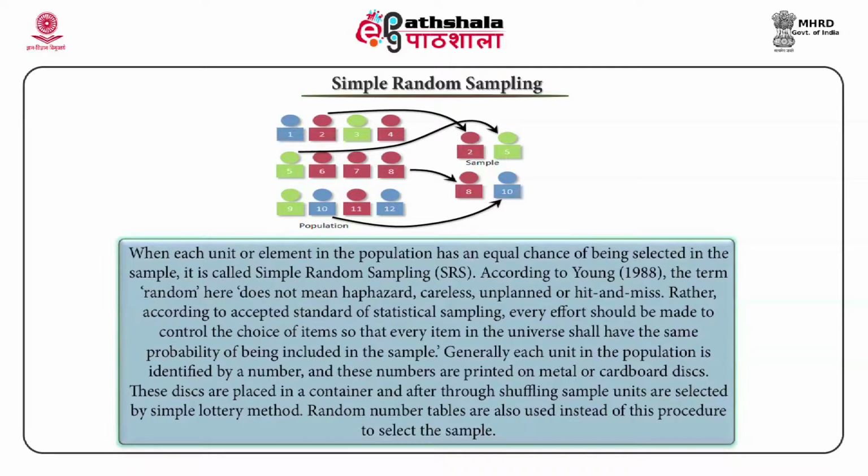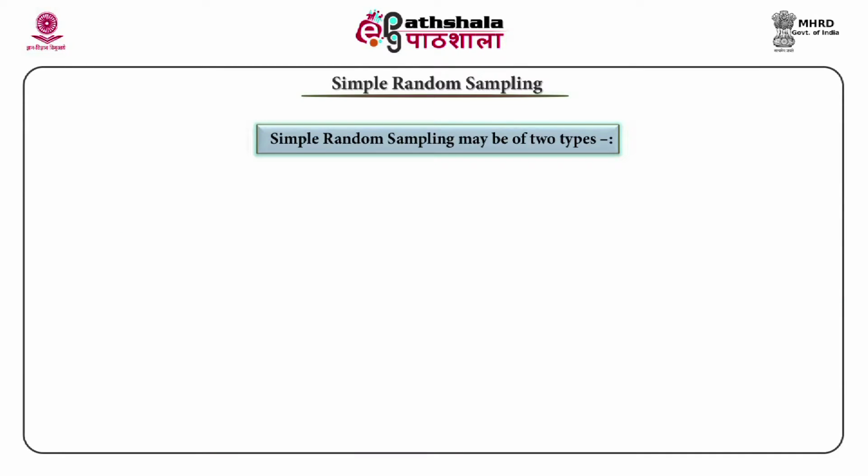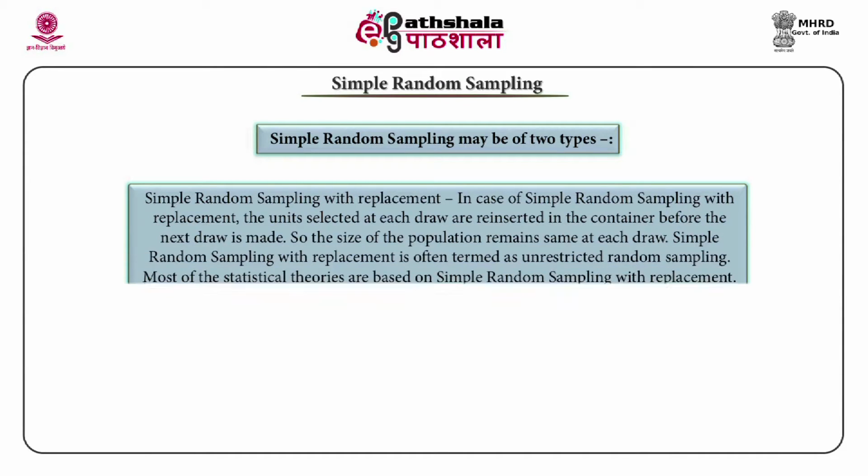Generally, each unit in the population is identified by a number, and then the lottery method is used to select the sample units. Sometimes random number tables are also used. Simple random sampling may be of two types: simple random sampling with replacement and simple random sampling without replacement. In case of simple random sampling with replacement, the unit selected at each draw is reinserted in the container before the next draw is made. So, the size of the population remains the same at each draw.